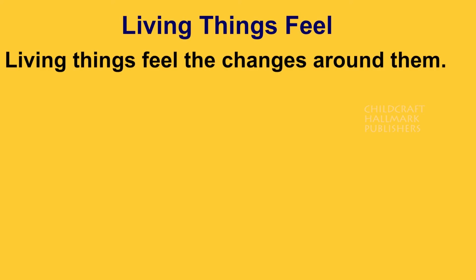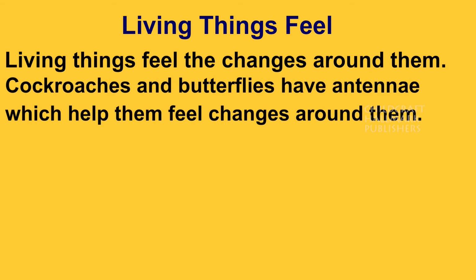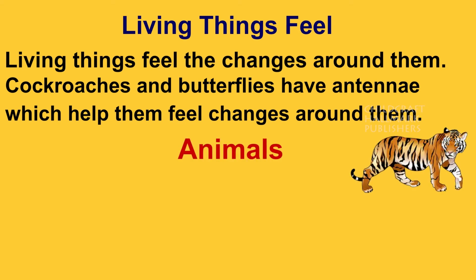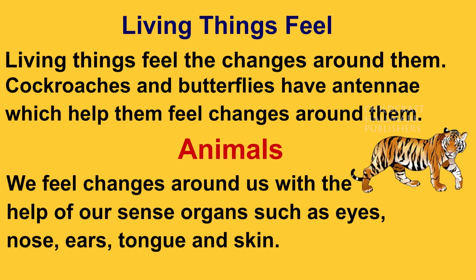Living things feel. Living things feel the changes around them. Cockroaches and butterflies have antennae which help them feel changes around them. Animals. We feel changes around us with the help of our sense organs such as eyes, nose, ears, tongue, and skin.